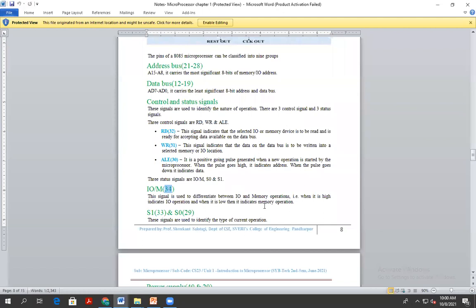So pin number 34 of the 8085 indicates this. The microprocessor only knows two binary numbers, 0 and 1: 0 means low, 1 means high, or active and passive. Whenever pin 34 is high, the microprocessor does input and output operations. If it is low, meaning 0, it indicates a memory operation. So memory operations versus input and output operations are recognized by pin number 34.